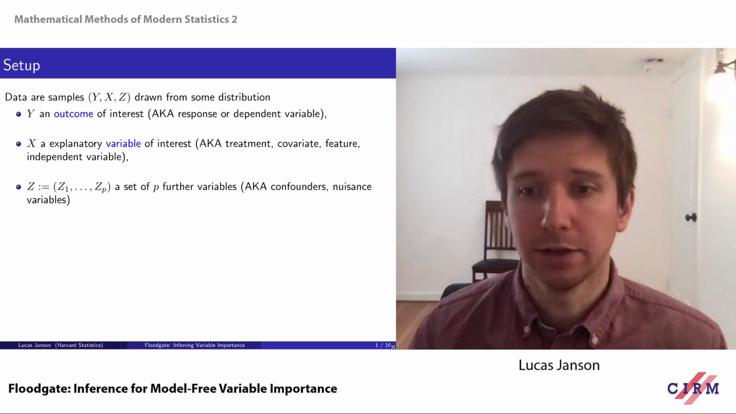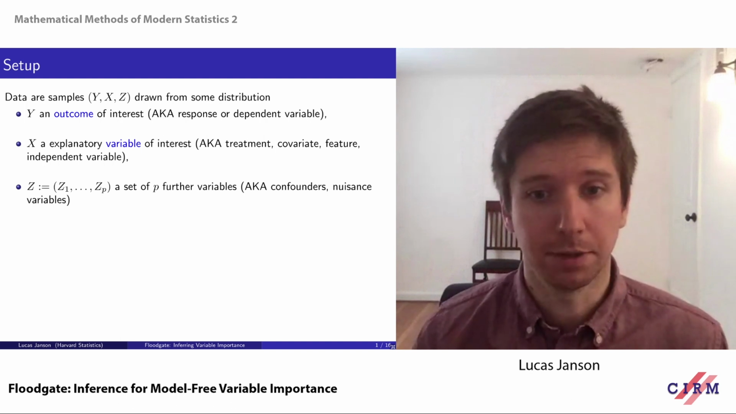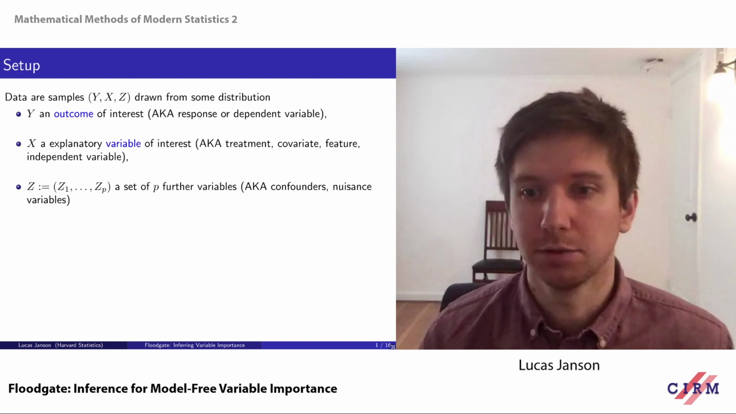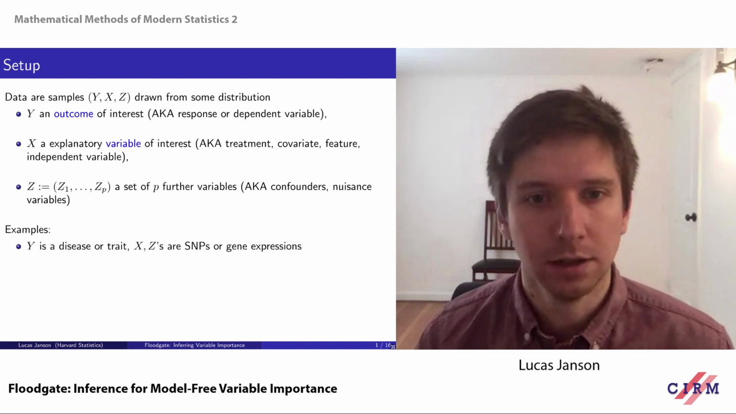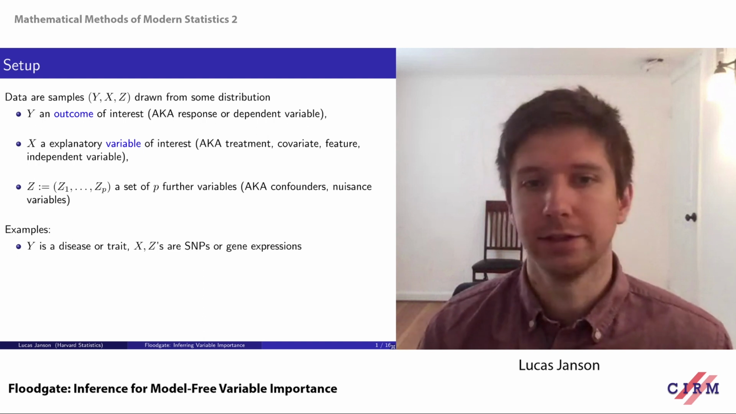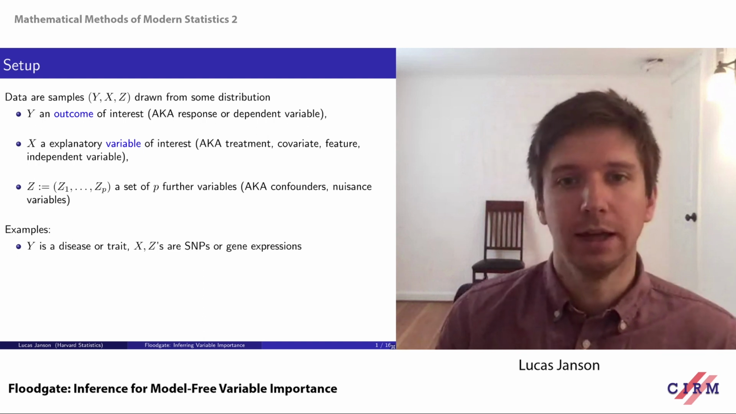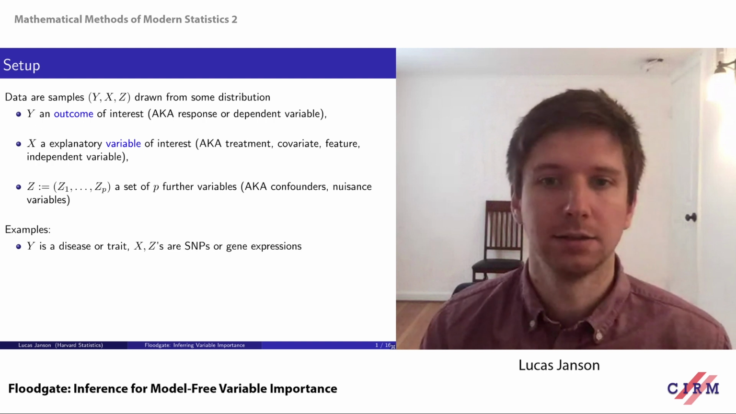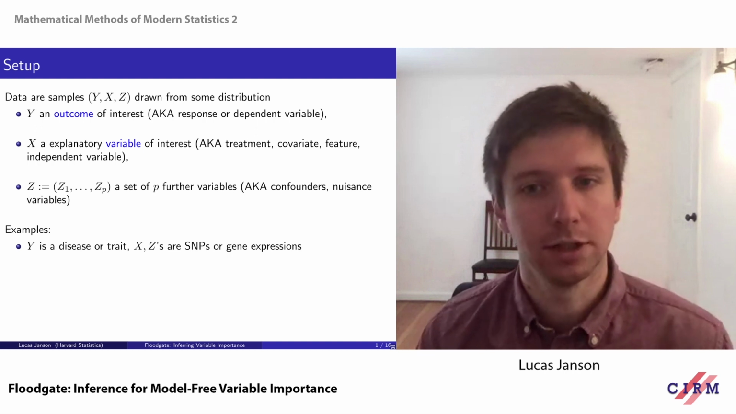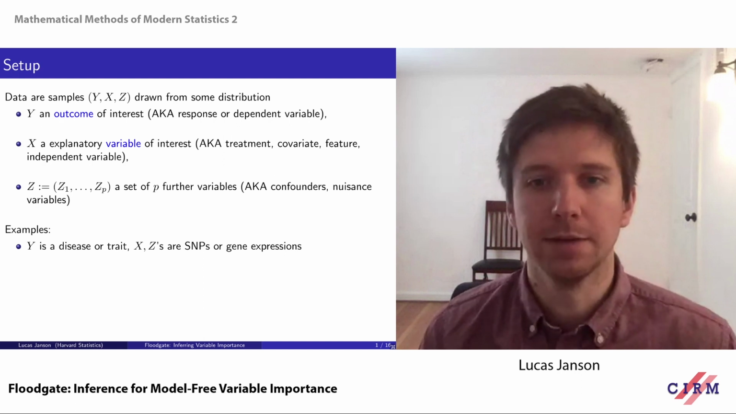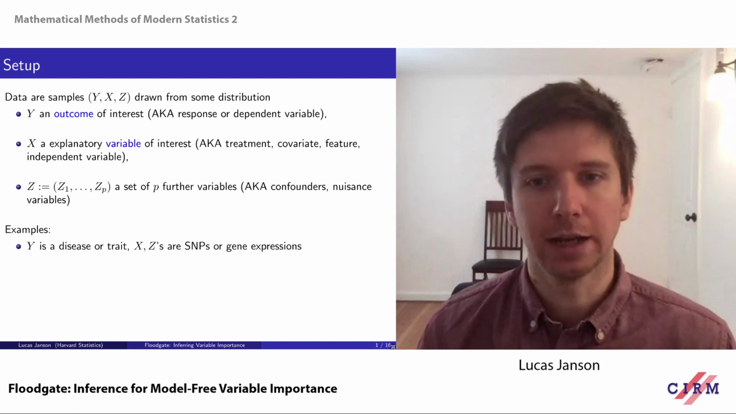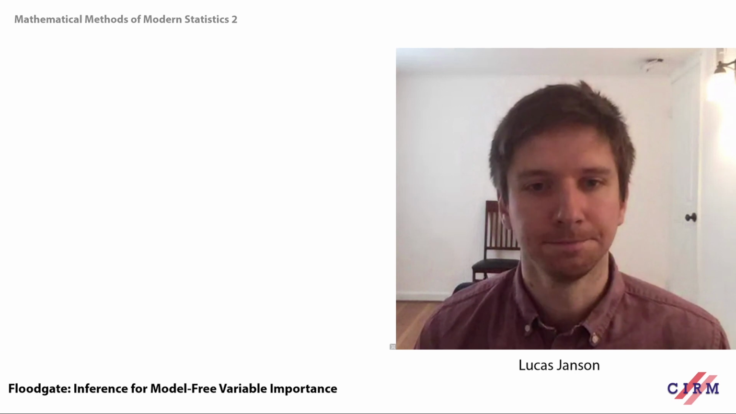And hopefully I don't have to justify too much what kinds of applications caring about variable importance might be for, but just to be concrete, we can think about y, for instance, as a disease or a trait, and the covariates as single nucleotide polymorphisms or SNPs or gene expressions, and we might want to understand how big an impact those genetic covariates have on y.